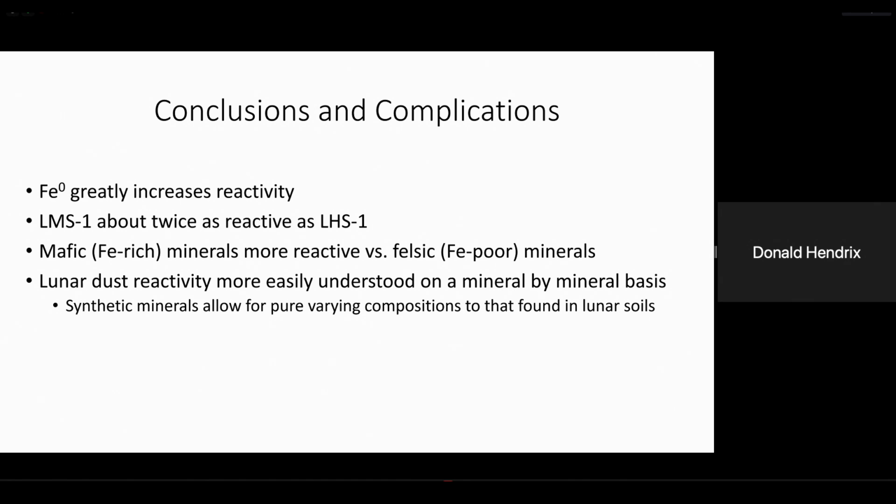We can just make whatever we want in the lab, although it's not in very large quantities to be like a simulant that we can sell in kilograms. We can make enough for our work, and so that's one advantage of that. We can just make what's on the moon, and we don't have to worry so much about impurities, because with terrestrial minerals, you might have some clay minerals present. And we don't want that because there are no clay minerals on the moon, and that might alter the results a little bit.